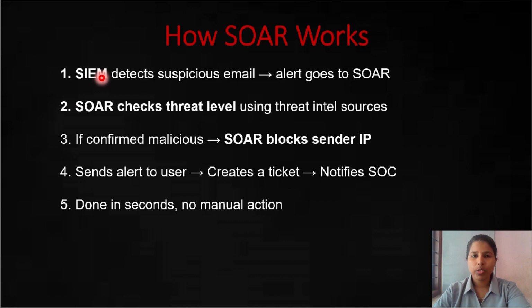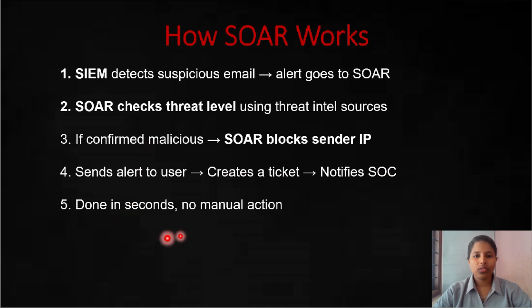That is a previous video I explained about that, so please go through that. The SIEM detects the suspicious email and the alert goes through the SOAR. SOAR checks the threat level using the threat intel source. In the third step, if it is confirmed malicious, SOAR blocks the sender IP. In the fourth step, it sends an alert to the user, creates a ticket, and notifies the SOC.